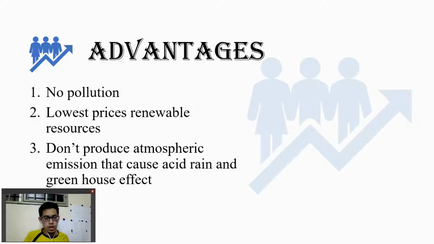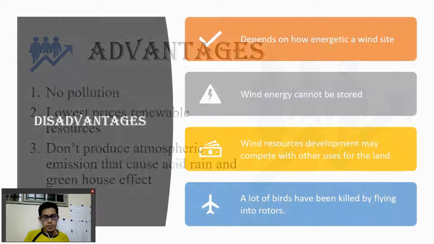We continue with the advantages of wind energy. The first one is no pollution because it is one of the renewable energy resources. The second one is it has the lowest prices compared to the other renewable resources, and it also doesn't produce atmospheric emissions that cause acid rain and the greenhouse effect because it is a wind-based energy.